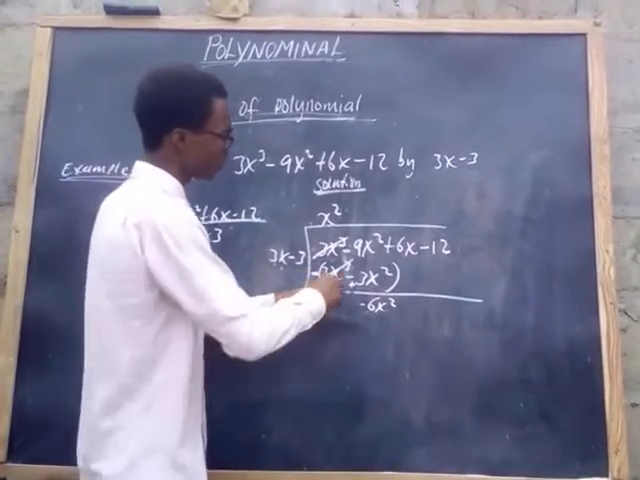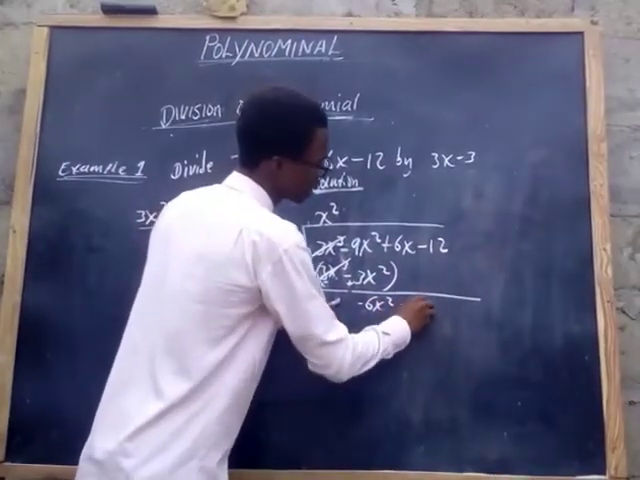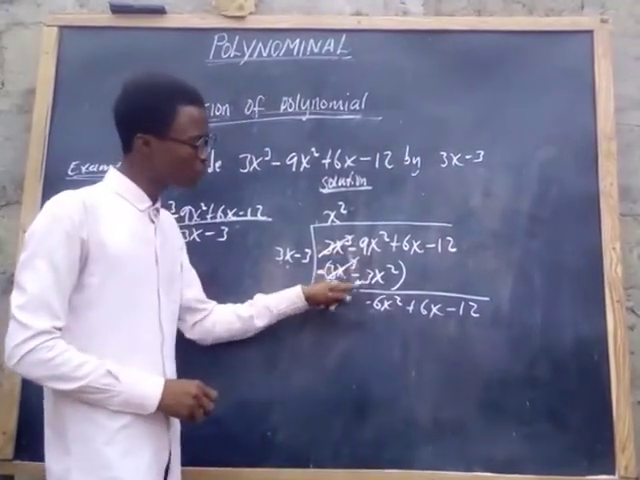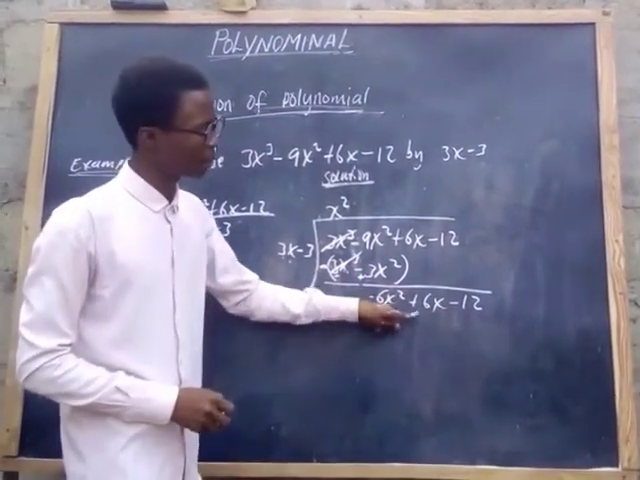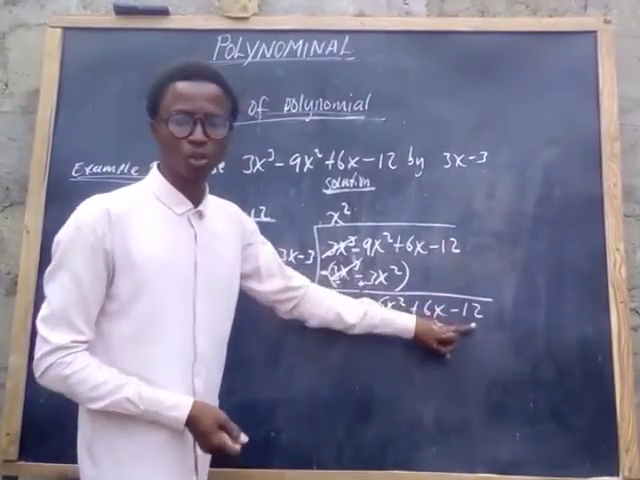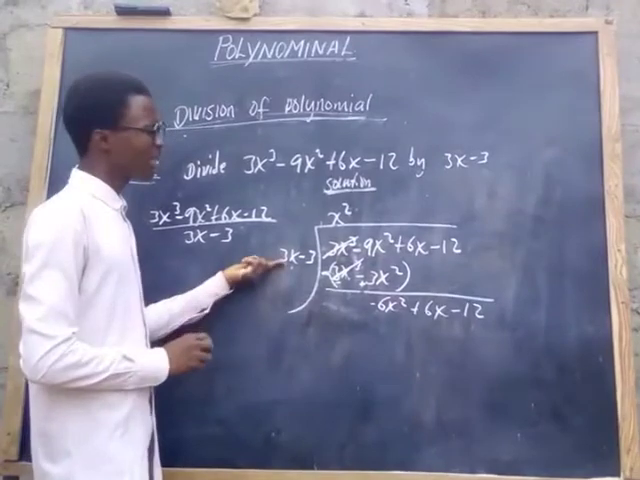Now you go. What again? We say plus 6x minus 12. Do you see? So when you add these two, you get what? Minus 6x squared plus 6x minus 2. So this 6x is what is here. This minus 12 is what you just wrote down. Now what again next? The next step is to what?